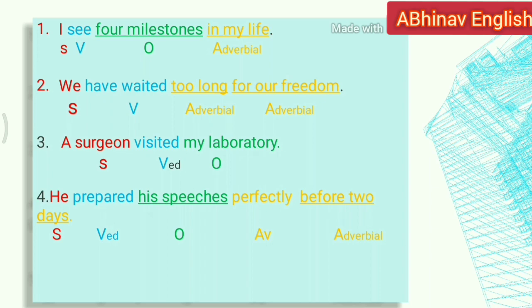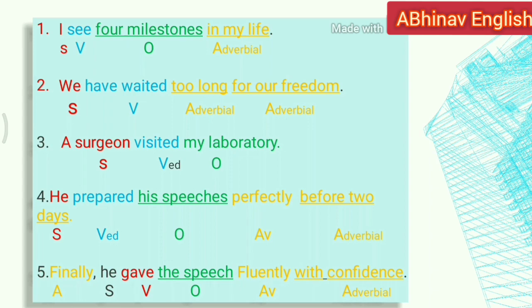And in the fifth sentence, finally he gave the speech fluently with confidence. You will find the sentence is simple, but there are more than 3 words. He is subject, gave is verb, the speech is object, and the sentence began with the adverb finally. Again another adverb is there, fluently, with confidence is an adverbial prepositional phrase as adverbial.